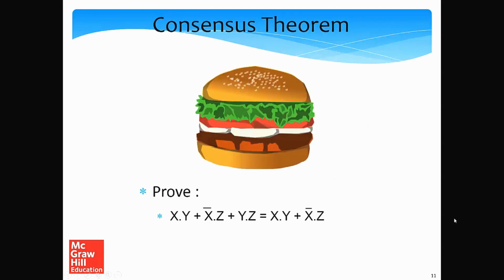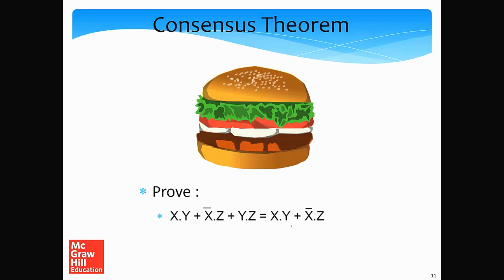Now it's time to take a look at a Boolean relationship which is slightly difficult, but we can work this out. This is called the consensus theorem, and this is the statement of the theorem. This is the LHS and this is the RHS, and you'll see many such burger icons throughout the presentation. Burger means food for thought, so you're supposed to think. In this case what you're supposed to do is prove that the expression on the left hand side is equal to the expression on the right hand side.